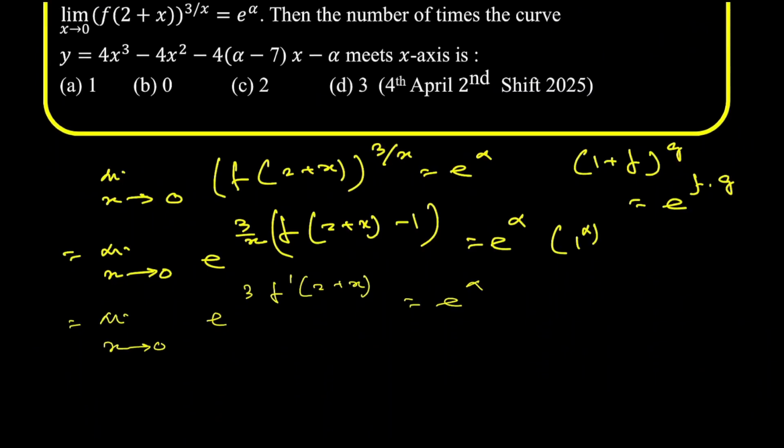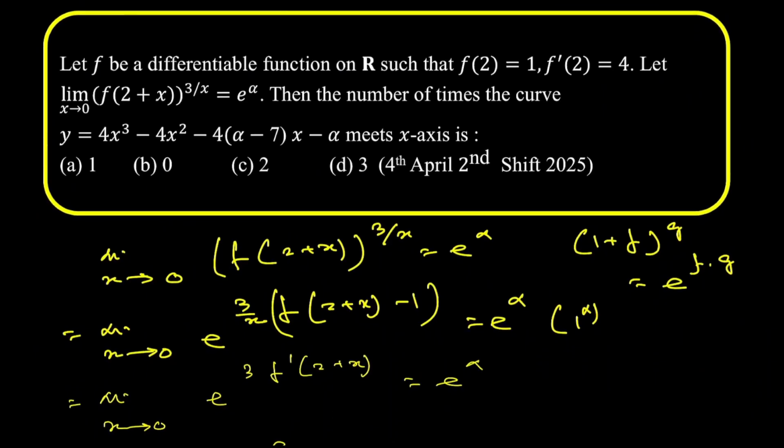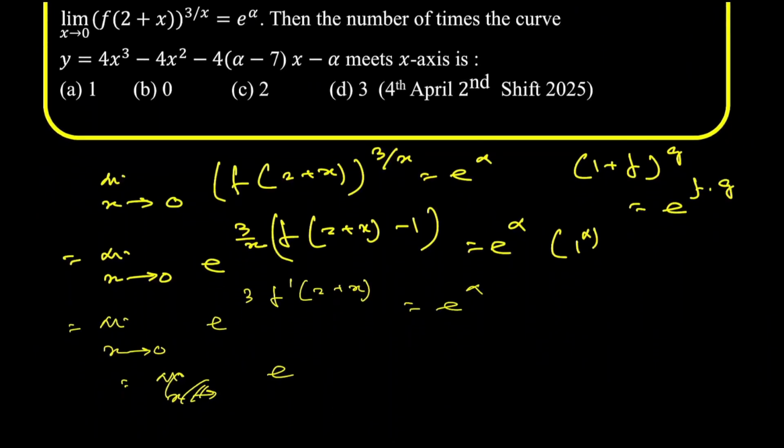Though what will I do here? That is limit x tends to 0. Already the 0 limit is not needed at this moment. So e to the power f dash 2, what is given here? f dash 2 is 4. So e to the power 12 equals e to the power alpha. So finally we got the value of alpha. Alpha equals 12. Finally, everybody, we got alpha equal to 12.